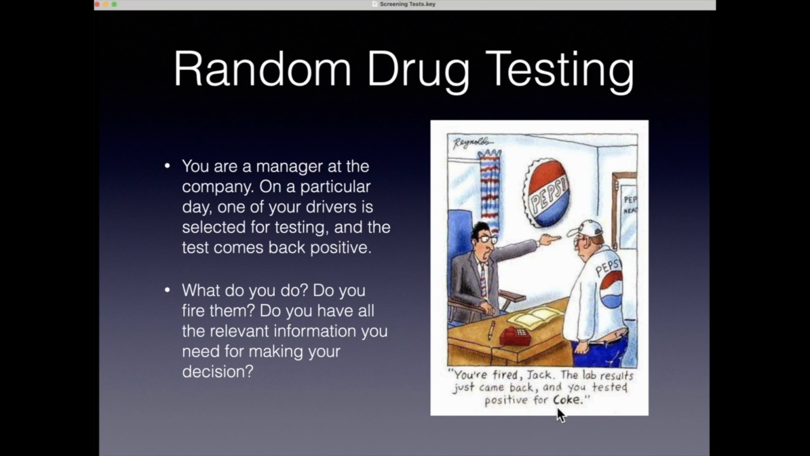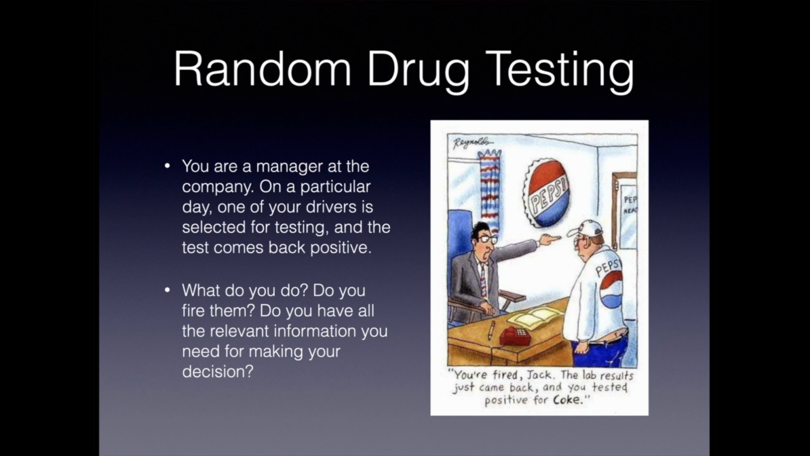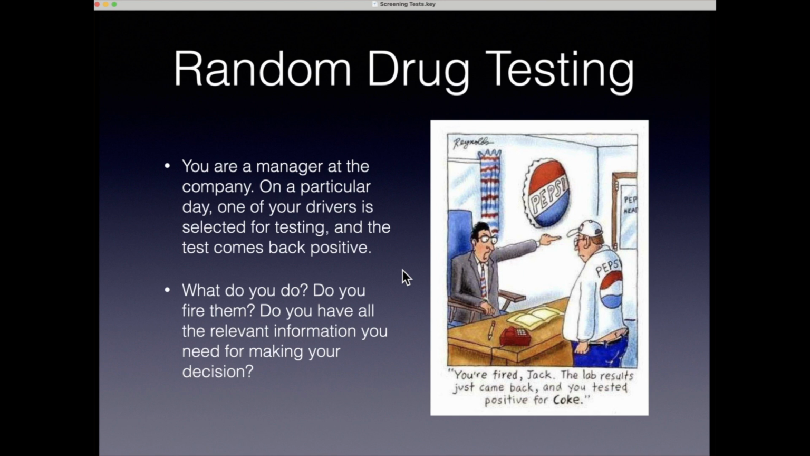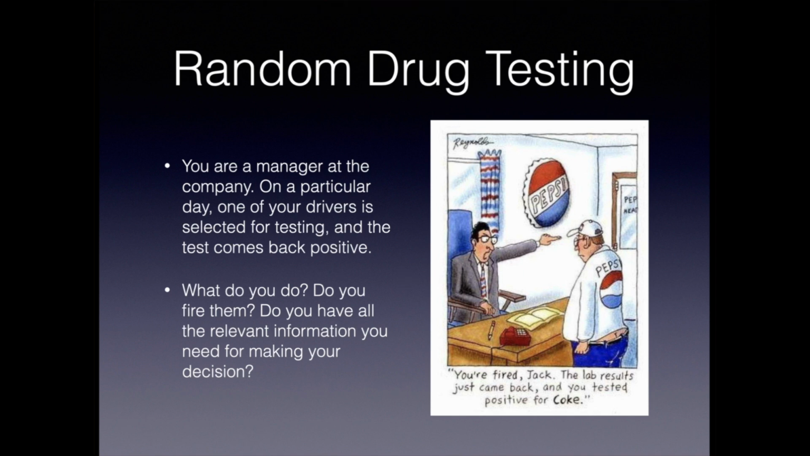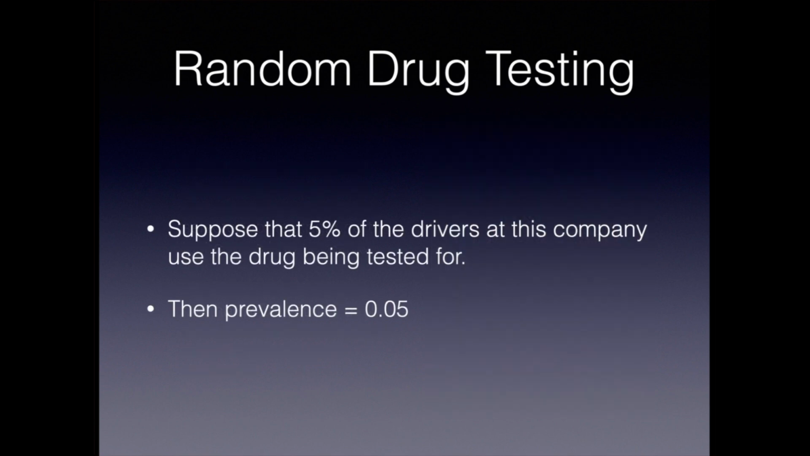Now, this is a funny little cartoon here. It kind of illustrates this concept, but this is a very real world situation with real ramifications for real people. So we really need to think about this carefully. At this point, do we have enough information to make an informed decision? Again, we know the characteristics of the test. It seems to be highly accurate, 0.95 sensitivity and 0.95 specificity. But let's continue thinking about this.